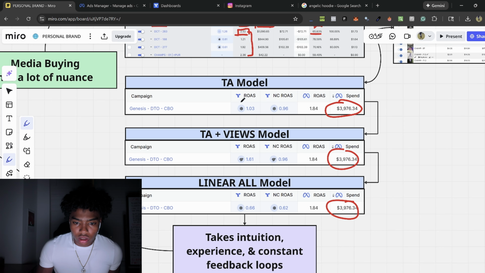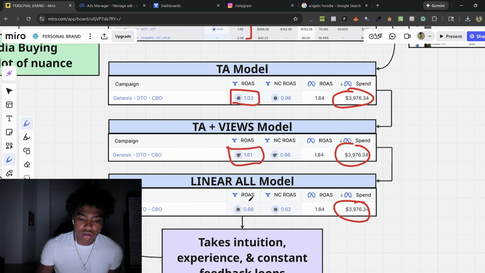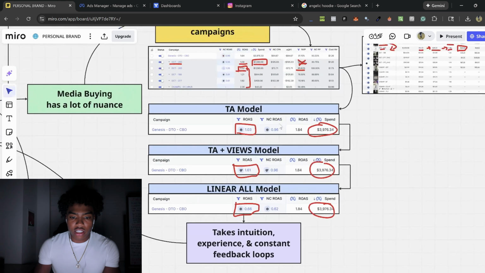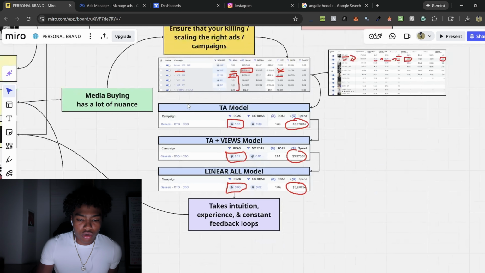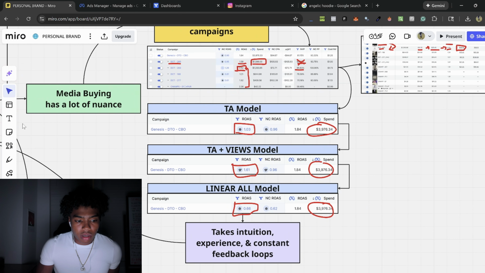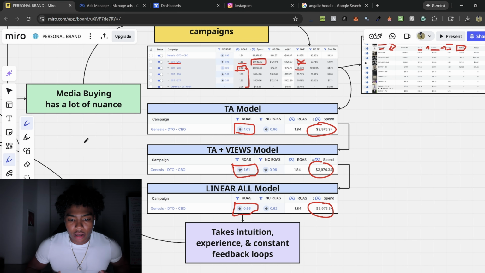And essentially with the Triple Attribution model, we have a return on ad spend of 1.03. If we add view attributions into that, then it's 1.61. If we use a Linear All model, then it's 0.66. And I'm not going to really go into depth on what all these attribution models mean, but it's just important that you don't get caught up in the noise and really understand what you're optimizing for. And at the end of the day, understand what you're doing.